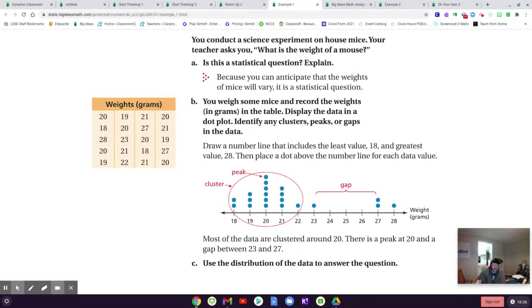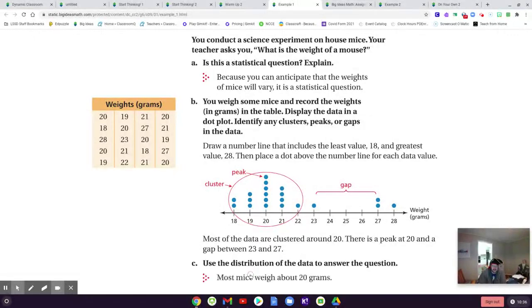What was the most common weight of mice? The most common weight was 20 grams. There were more mice that weighed 20 grams than any other weight. And you can see that by the 6 dots. That meant 6 mice were 20 grams.